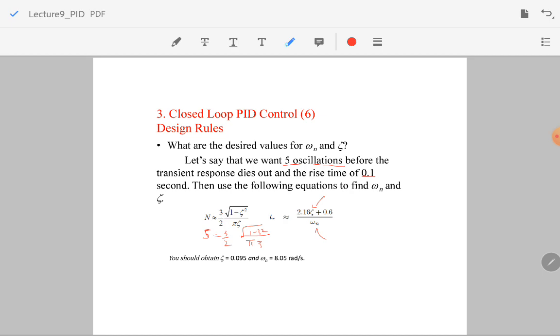So now, do you think it's going to work out? If you use these two numbers, do you think we're going to get 5 oscillations before it settles down and the rise time of 0.1 second?